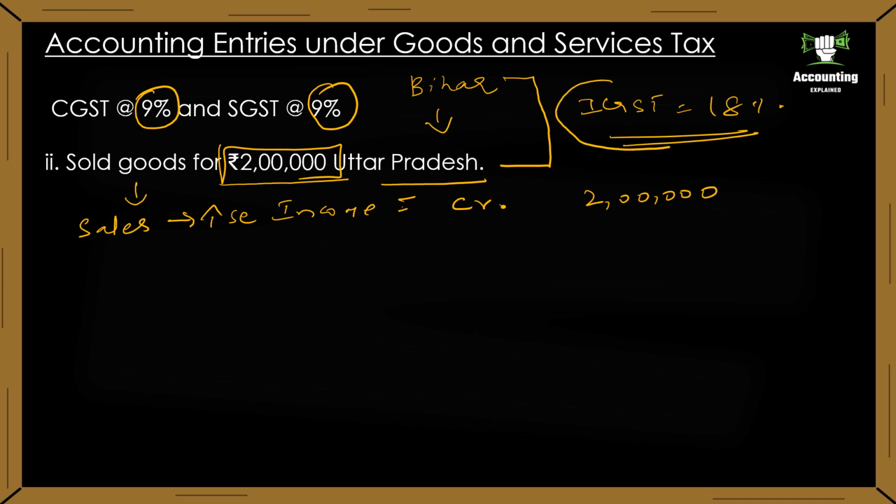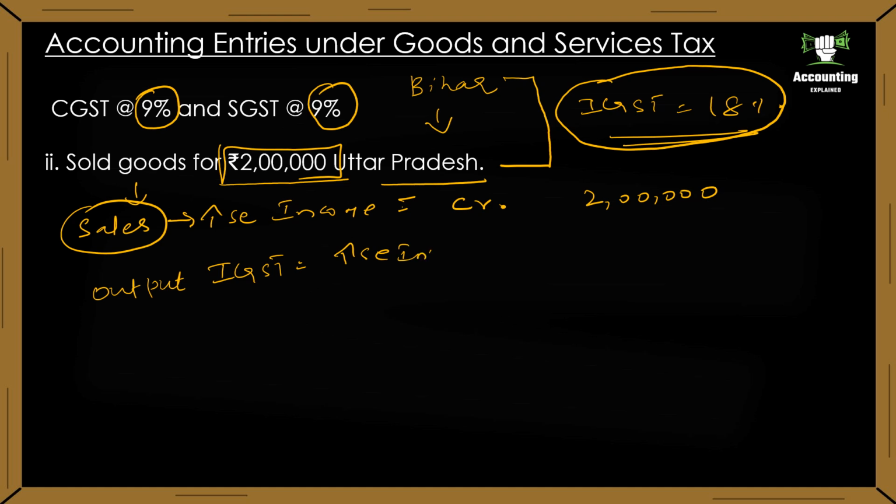Again, IGST is to be charged at 18%. When it is on sales, we call it output IGST, and it has to be collected from the customers. We assume that as an income. When there is an increase in income, we have to credit it. So 2 lakhs into 18% is 36,000.